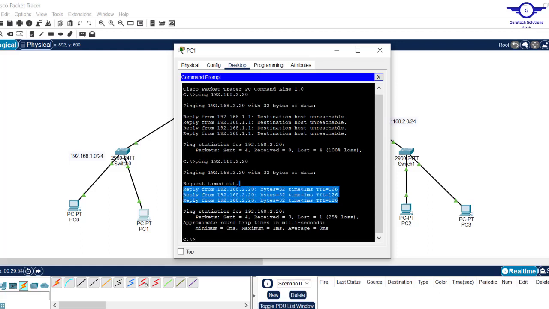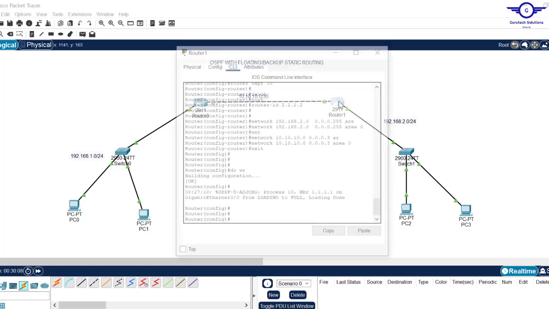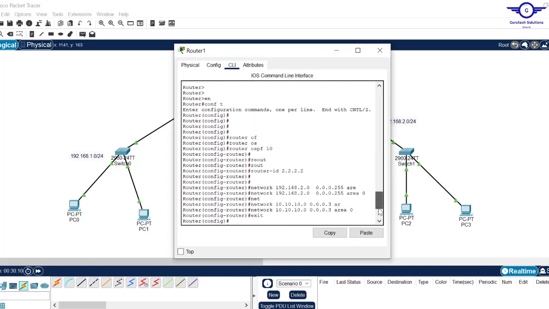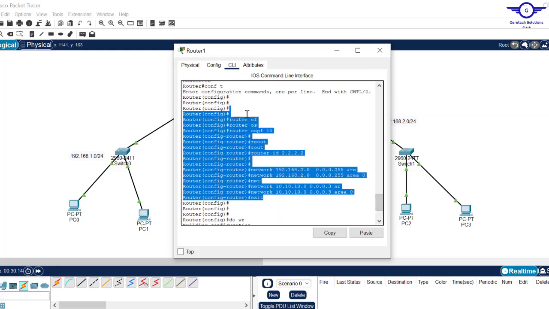Actually, I want to let you know that it's very simple to configure these routing protocols. Just a few lines and you're done. So only these few lines and we're just done with the configuration. So I believe you understand what OSPF does in the network.